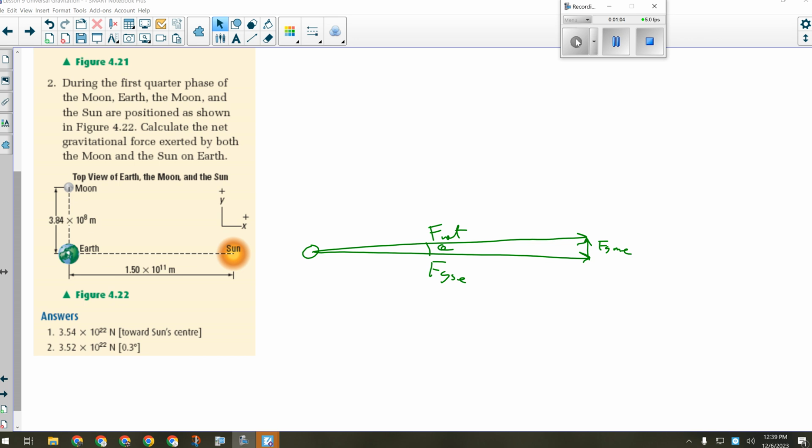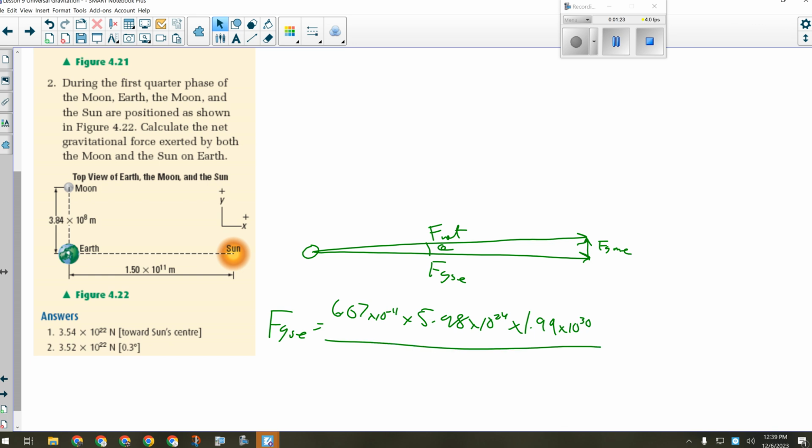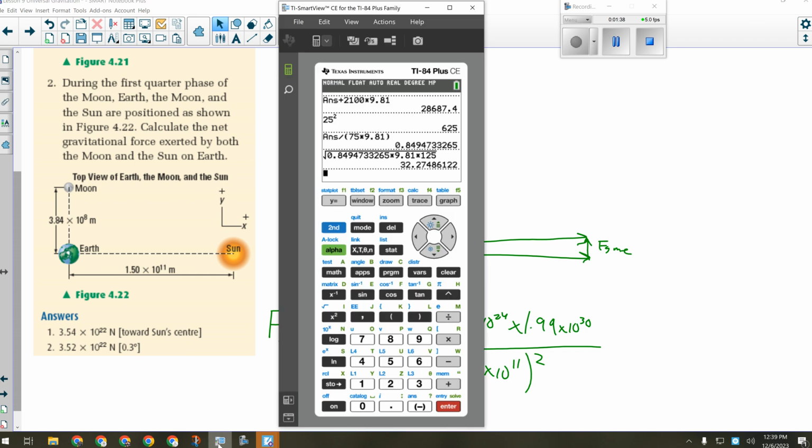The force of gravity, we have to calculate the force of gravity between the sun and the Earth. So F_GSE is going to be 6.67 times 10 to the minus 11 times 5.98 times 10 to the 24 times 1.99 times 10 to the 30, so the mass of the Earth and the mass of the sun, and then divided by 1.50 times 10 to the 11, squared, because that's the radius. Comes out to about 3.53 times 10 to the 22 or something like that.